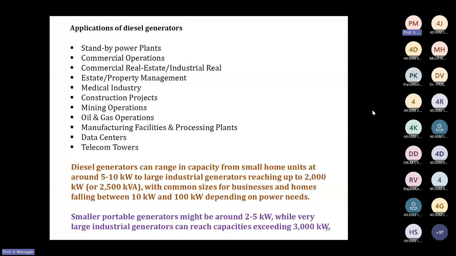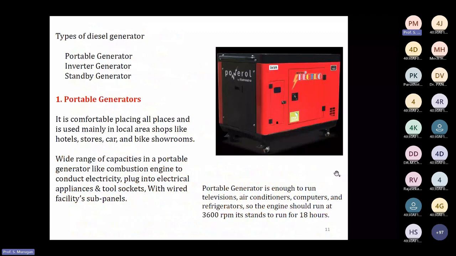Electrical energy. Now, if you see diesel generators, we have mainly three types. One is called the portable generator, second one is inverter generator, and the third one is standby generator. Portable generators, of course, you can see everywhere in small places, in shops like mechanic sheds, stores, car and bike showrooms, hotels. Everywhere you can see that small or portable type of generators, which you can carry anywhere as you like.